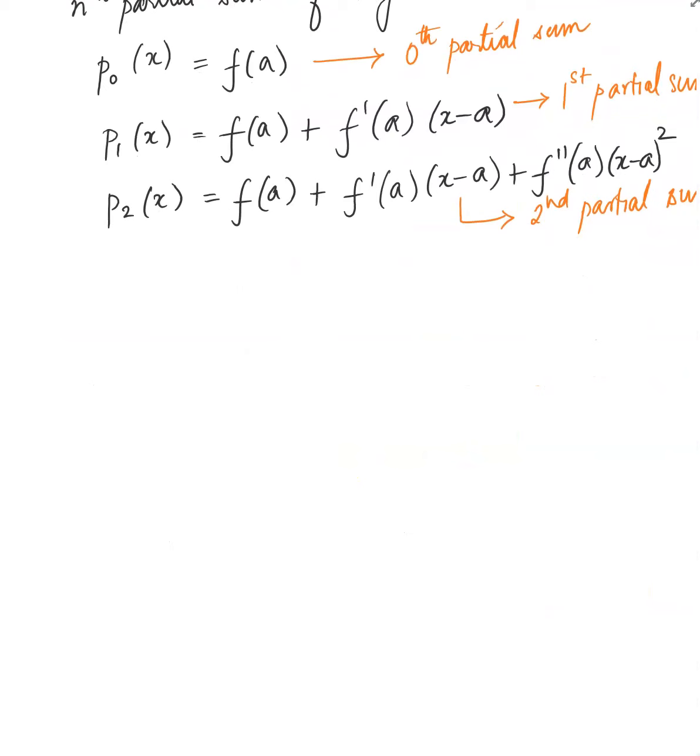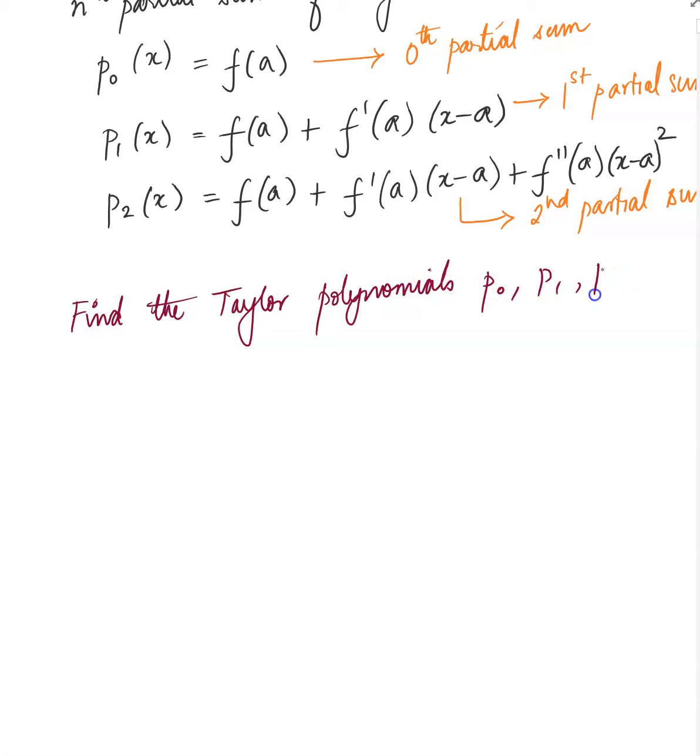Here comes a problem. Find the Taylor polynomials P0, P1, P2, and P3 for f of x equals ln x at x equals 1. Okay, they want us to use a graphing utility to compare the graph of f with graphs of these partial sums P0, P1, P2, and P3.